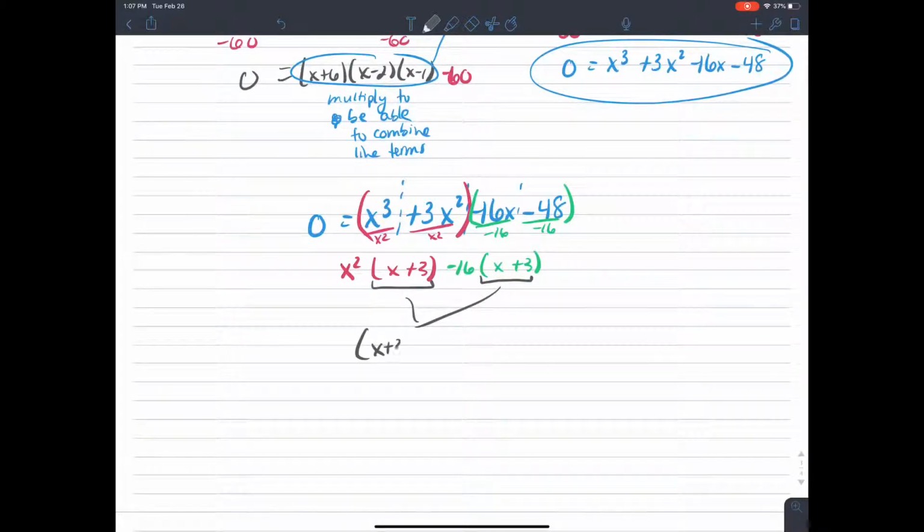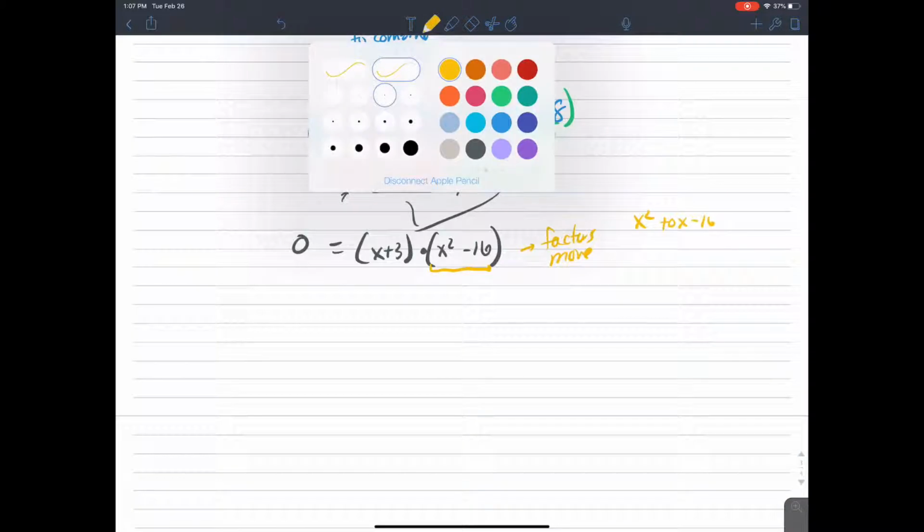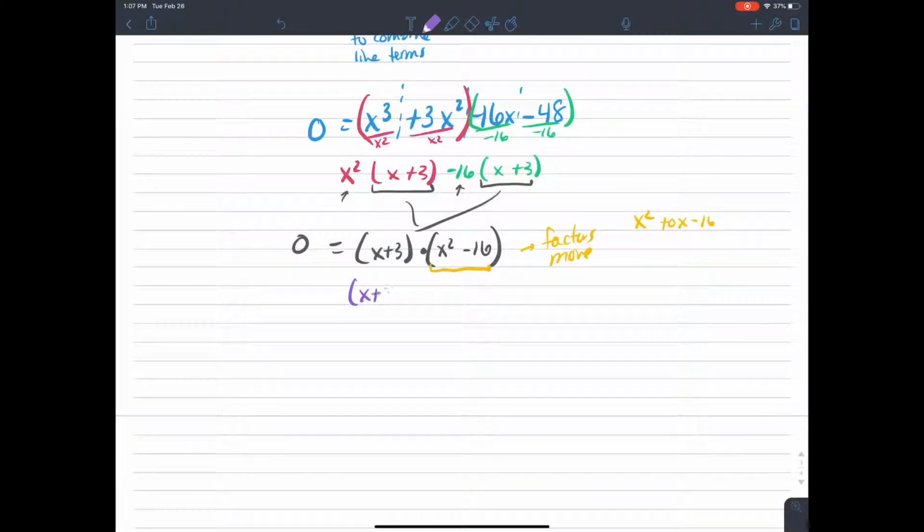So the number x plus 3 is being multiplied over here by x squared and over here by negative 16. So to indicate that it's being multiplied by both of them, I put it in parentheses. Now another thing we have to watch out for is factor completely. This one actually factors more. I can think of it as x squared plus 0x minus 16. So I'd be asking myself, what are the numbers that multiply to negative 16 but add to 0? And those are positive 4 and negative 4. So finally, we've got it in factored form and it's equal to 0.